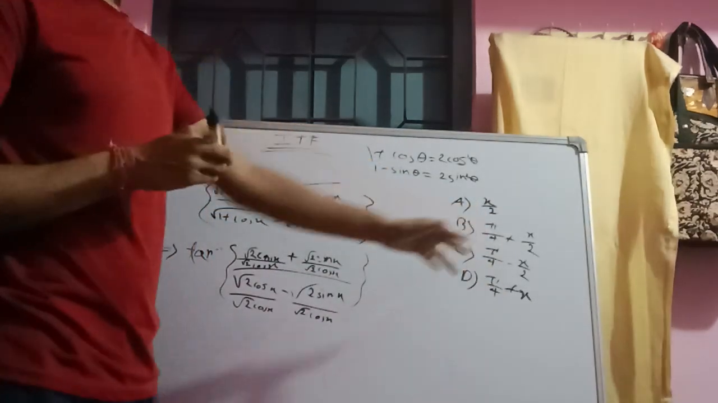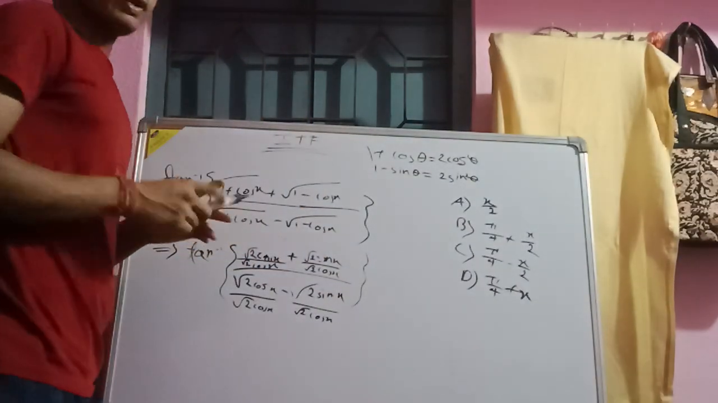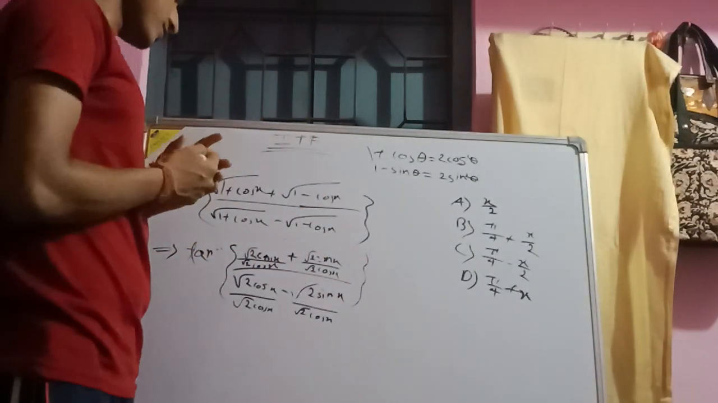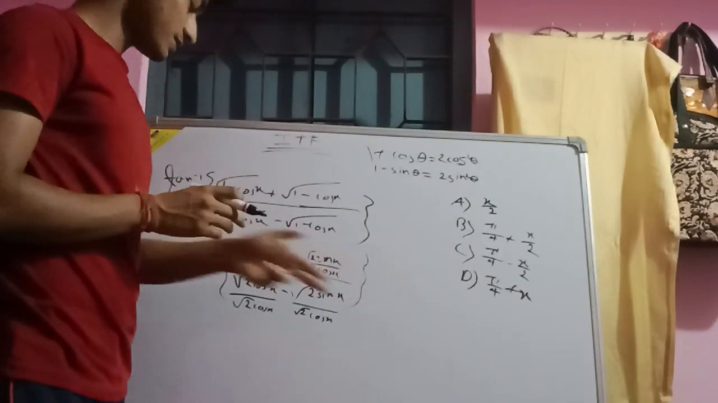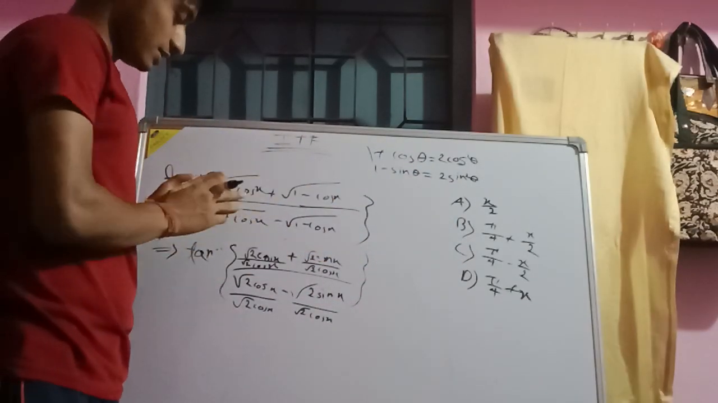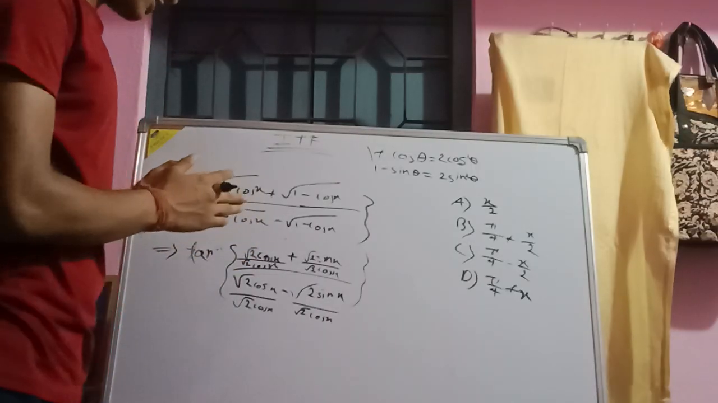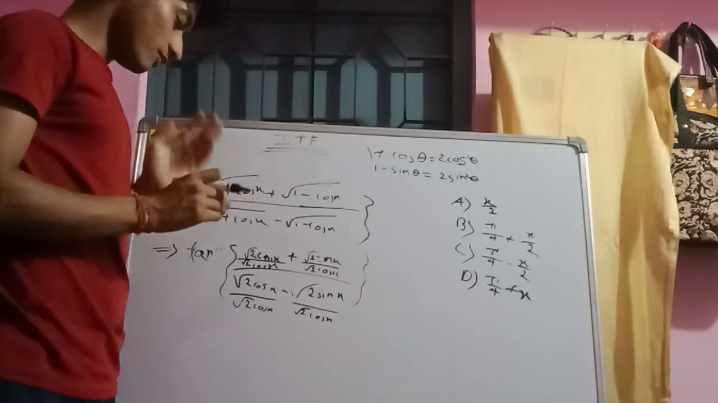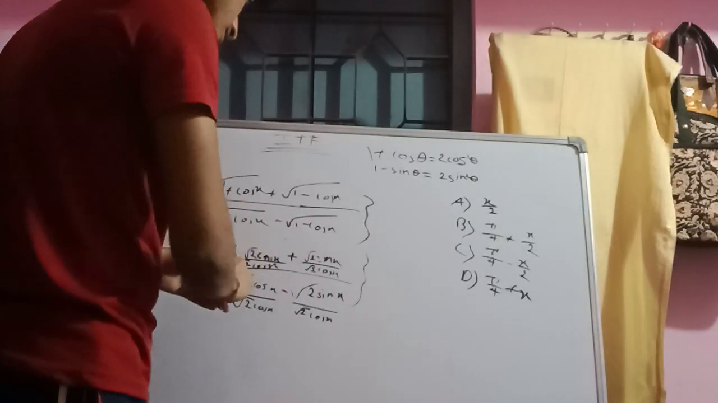And what is tan pi over 4? Tan pi over 4 is 1. So most likely, out of these options, somehow I would want to get 1 in place of this, which is tan pi over 4. So how would I do that? I would do that by dividing both the numerator and the denominator by 2.